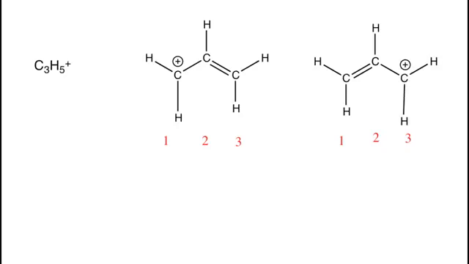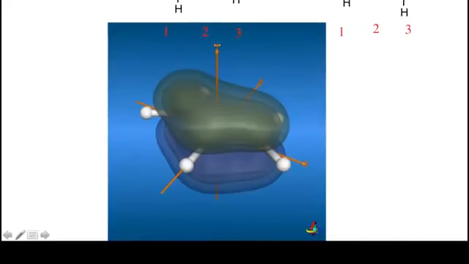Which of these is the correct structure? Well, it turns out both of them are, or neither one of them is. You can imagine that the real structure is somewhere between these two, it's a mixture of the two. To give you an idea what that might look like, here is a picture of the molecular orbital that represents the pi system for the cation.